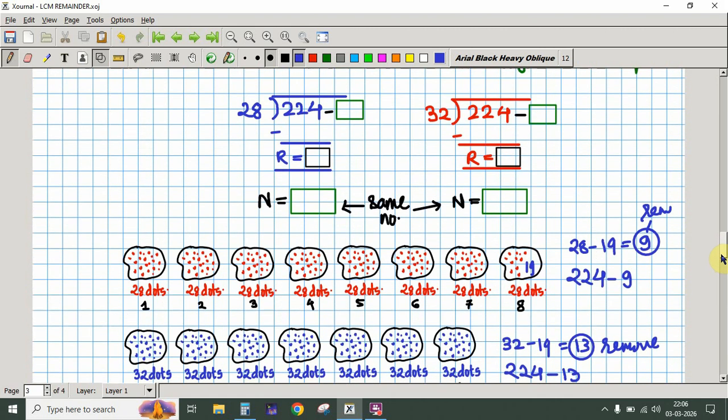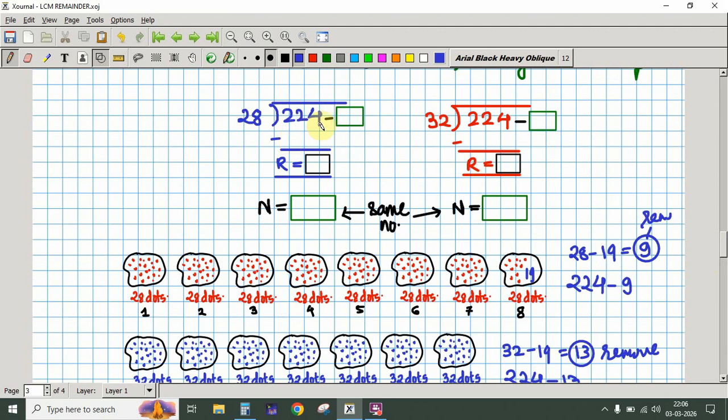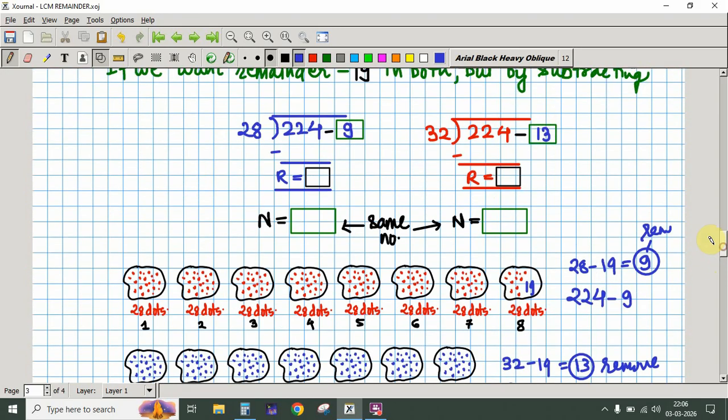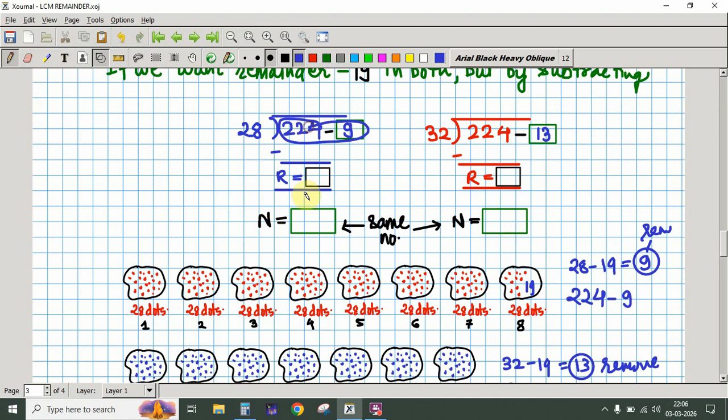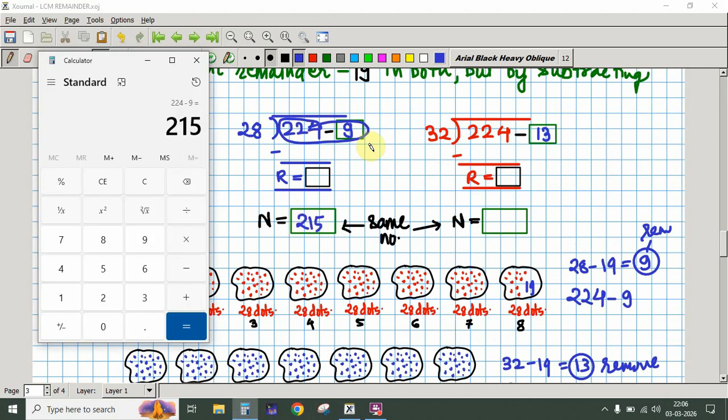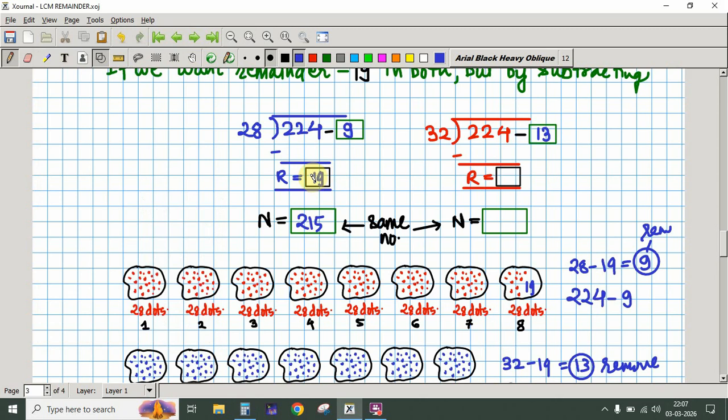Okay. Let's fill in the blanks over here. I have to remove 9 from here. I have to remove 13 from here. What are the numbers? 224 minus 9 is 215. So this whole calculation is 215. And what is the nearest number to 215 in the 28 table? I hope this is clear. 28 sevens are 196. 215 minus 196 is remainder 19. Let's ignore this negative 19. Okay, so remainder is 19. 196, so quotient is 7.